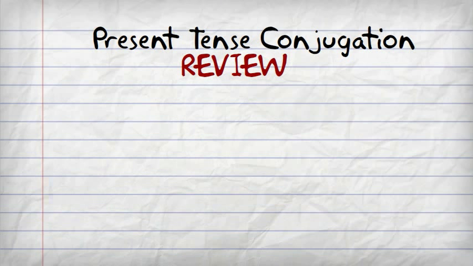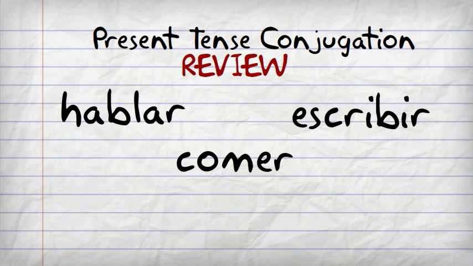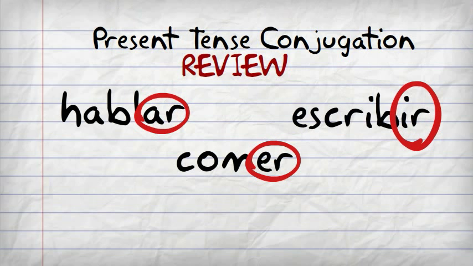Okay, let's review verb conjugation in the present tense before we dive into the past tense. Verbs come in many forms, the most basic of which is called the infinitive. For example, hablar, comer, and escribir. We know they are still in the infinitive because they end in AR, ER, or IR.